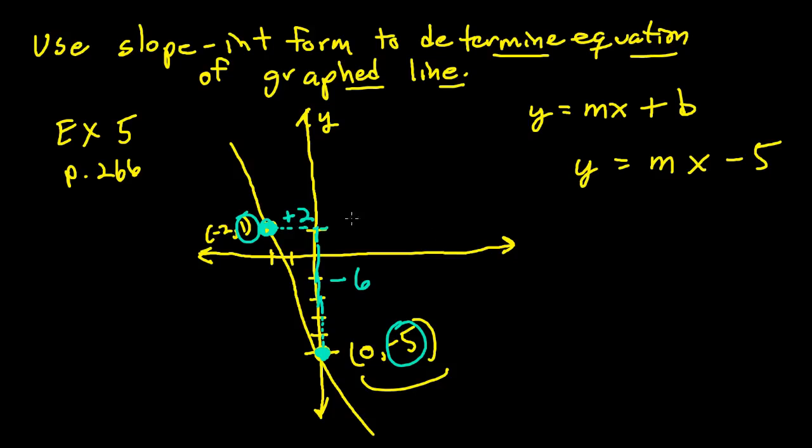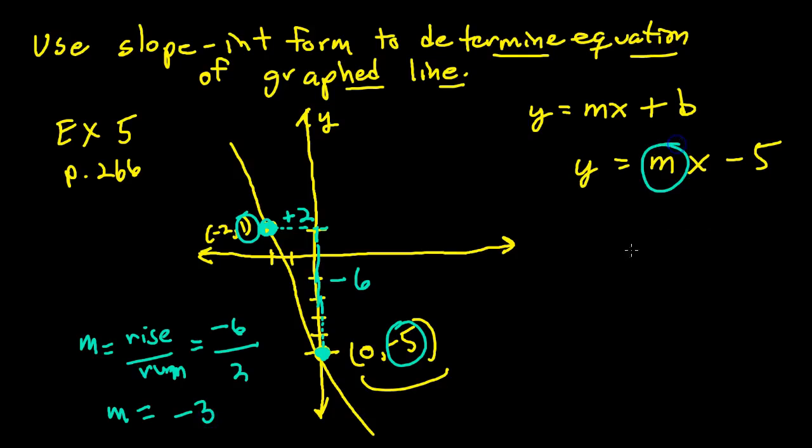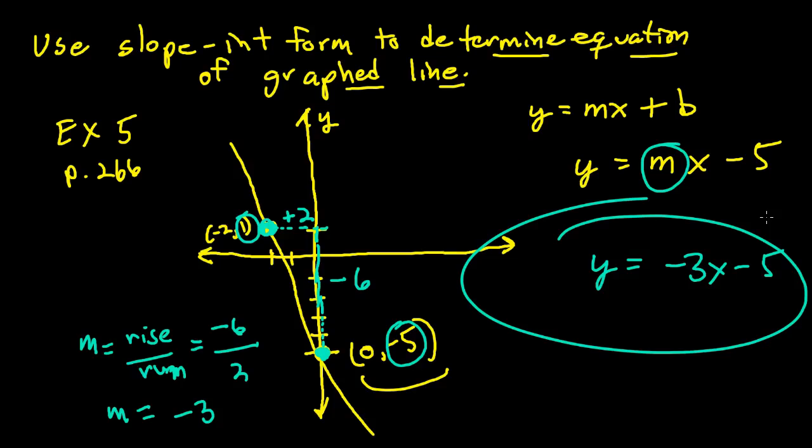All right, so my slope is going to be my rise over run. My rise here is -6. Negative rise means you're going down, right? And my run is +2, so my slope on this line is, of course, -3. So for my final answer, all I need to do is substitute that slope of -3 for m, and the final answer is y equals -3x minus 5. Okay?